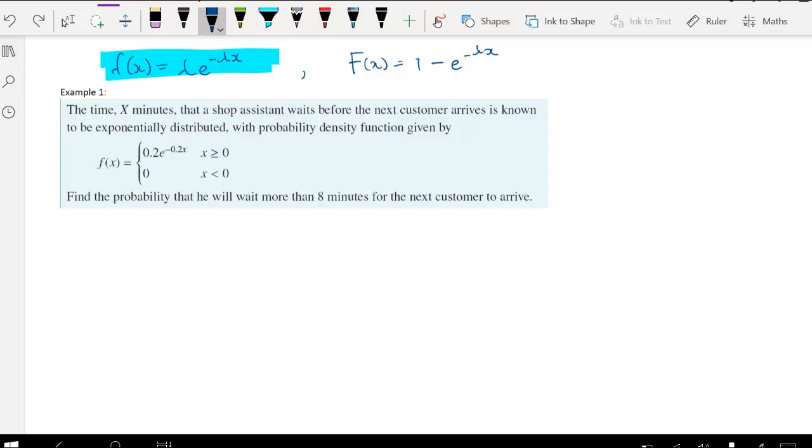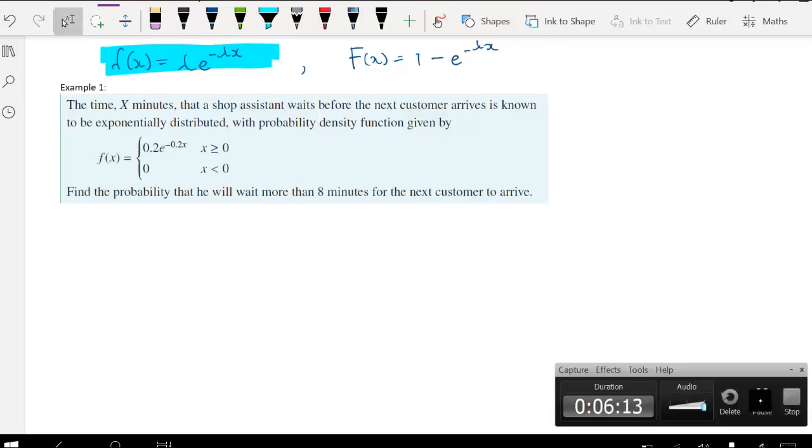All right, so we'll start with a nice easy example. The time x minutes that a shop assistant waits before the next customer arrives is known to be exponentially distributed, and it's given by the function f(x) is equal to 0.2 e to the negative 0.2 x, where x is greater than or equal to 0. We want to find the probability that he will wait more than 8 minutes for the next customer. So we're looking at the probability that x is greater than 8.